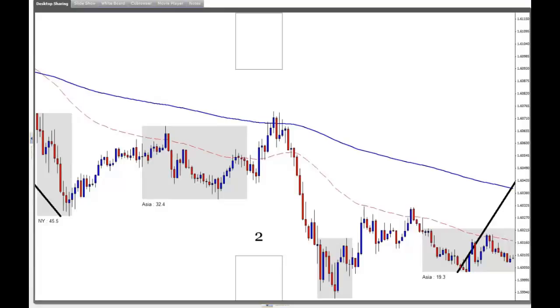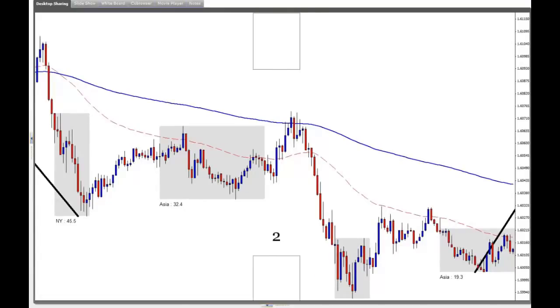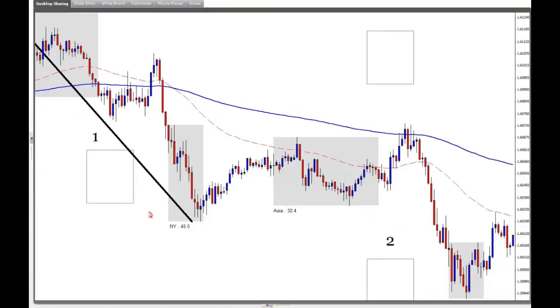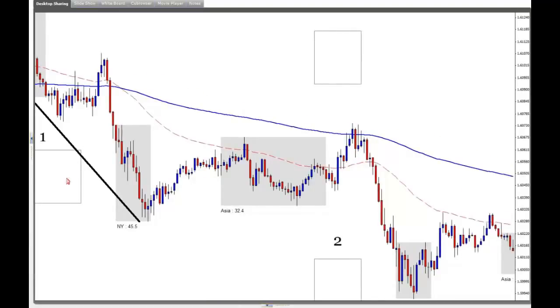Okay, so we're going to get into some different things here. This is again a 15-minute chart of the pound, and I'm looking at the 8th and 9th of January. So if you guys are looking at your own charts, again, 15-minute chart of the pound, and it is the 8th and the 9th of January that I'm looking at right now.